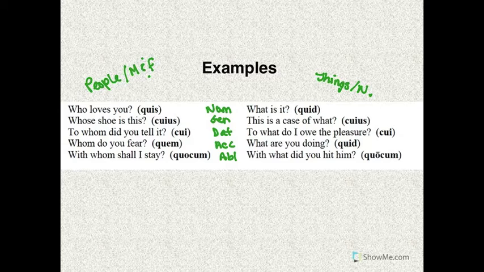Okay, our first example, who loves you? We're dealing with a nominative, who, which is doing the action of the verb loves. So we have quis. We see the possessive whose in the sentence, whose shoe is this? And we're using quis for the word whose. For to whom, dative indirect object, and to whom did you tell it? We're using qui. Whom do you fear? The object of the fearing. We're using quem to say whom. And with whom shall I stay? We're using quo. You might have noticed that the preposition cum is attached to the end of the quo, and that's very standard for the preposition cum with essentially any pronoun.